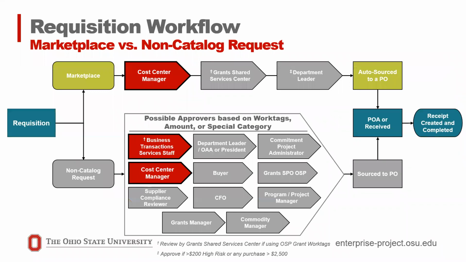So the next slide is one we talked about last time in this meeting, and this has been updated on the website. In the marketplace lane, we didn't have the department leader showing up there as that gray chevron box, and that was misleading, because both on marketplace and non-catalog request, if the purchase is over $2,500 or greater than 200 in high risk, it will go to the department leader for an additional approval. In this case, that does not include if the purchase request is on OSP and OSP grant.